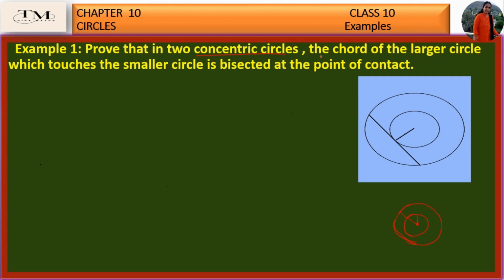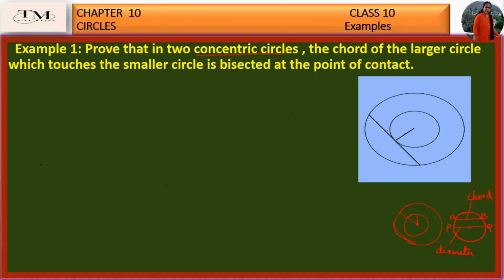Here what is given? The chord of the larger circle. This line is called the chord. What do you mean by chord? If this is a circle and this line meets two points on the circle, it is called a chord. A chord does not pass through the center. If it passes through the center, it is called a diameter. So this PQ is the diameter. A diameter will pass through the center and a chord will not.